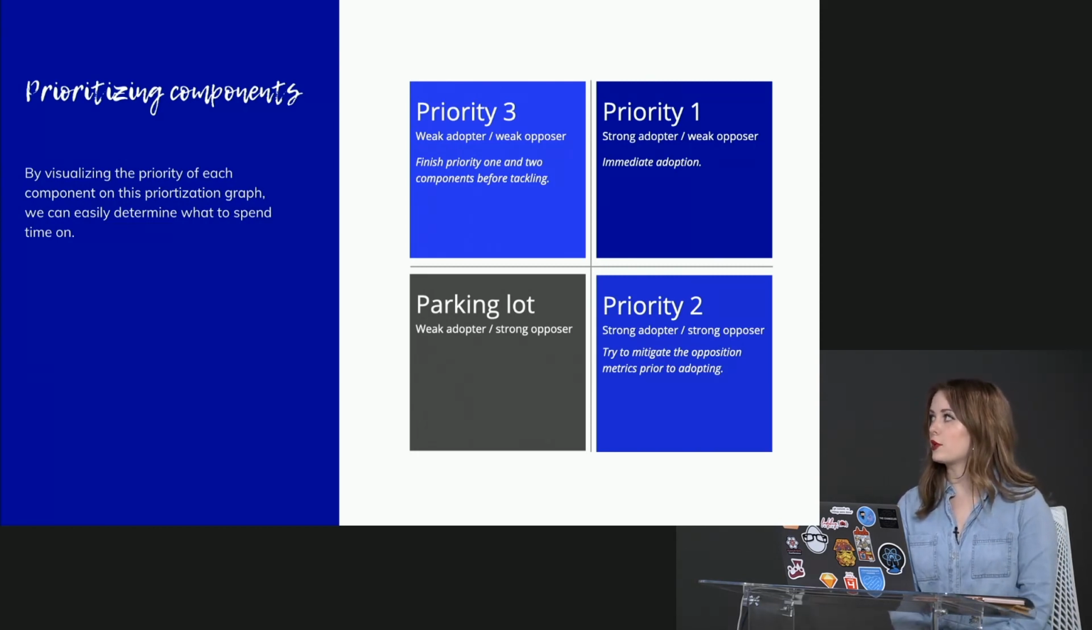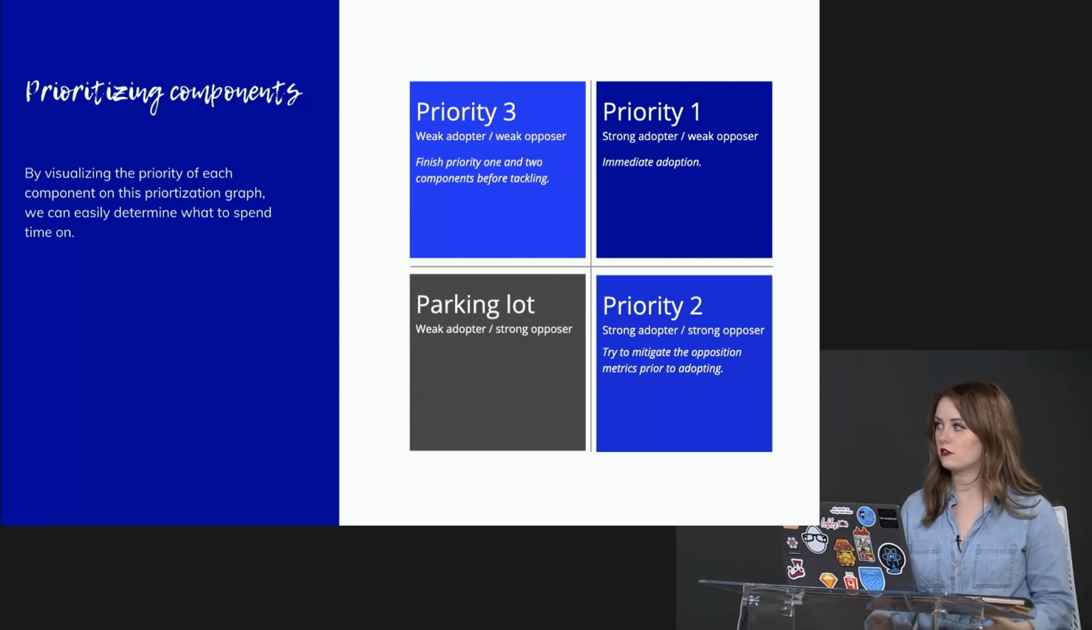So in the top right, we've got priority 1. This means it's a strong adopter and it's a weak opposer. And these are wins, right? If something is going to be really impactful on unifying our UIs or our products, and it's really not very risky, it's not going to require a lot of maintenance, yeah, let's focus on that. That's great. Priority 2 in the bottom right, it's a strong adopter, but it's also a strong opposer.